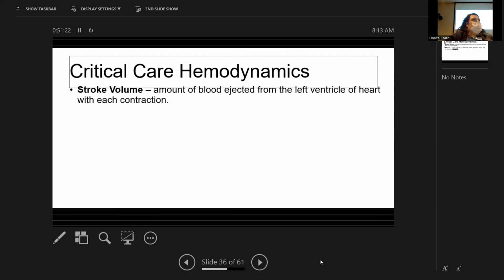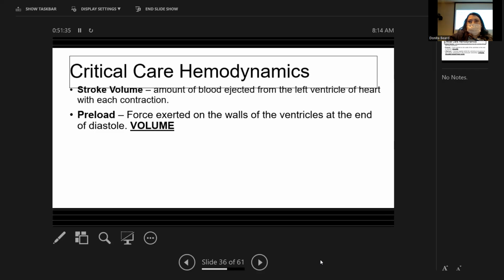Stroke volume is something that we talk about from a hemodynamic standpoint. When you talk about stroke volume, we're talking about how much blood is ejected from the heart with every contraction. Preload is the blood that is coming to the heart and that's in the heart. So really that is a volume issue, and we're going to look at the Frank Starling curve in a minute, but things that alter preload are volume.